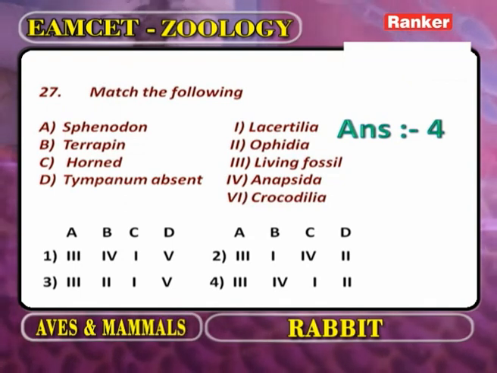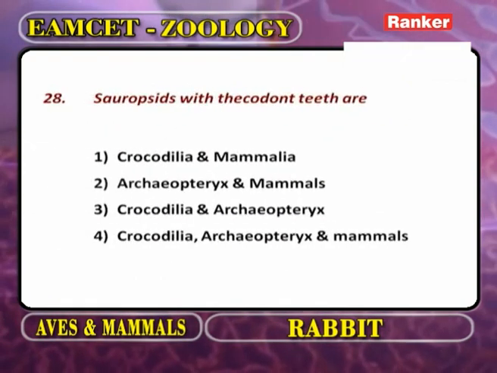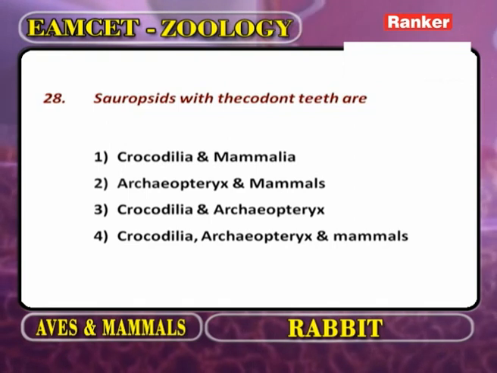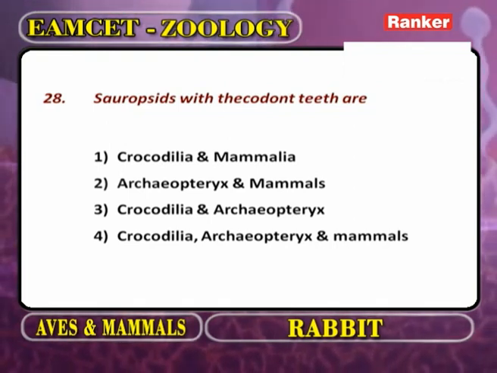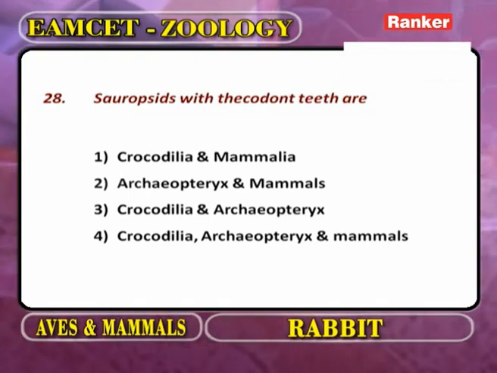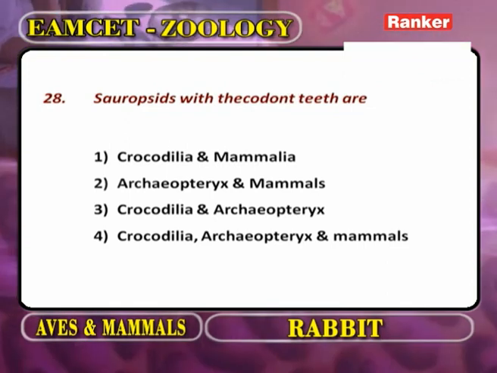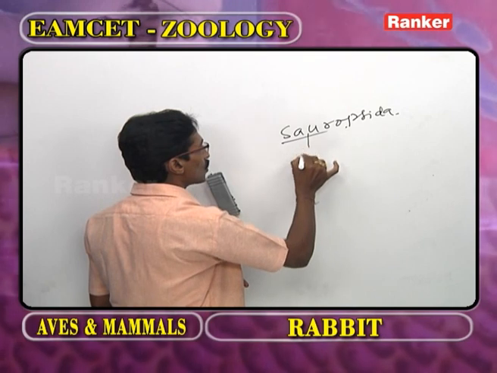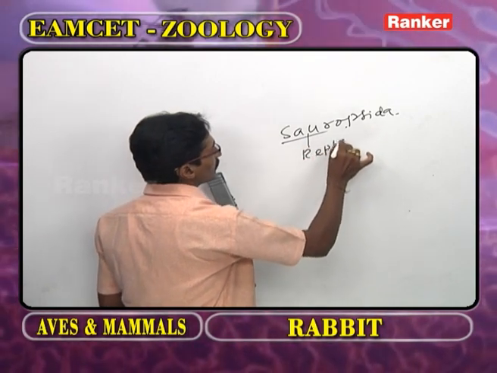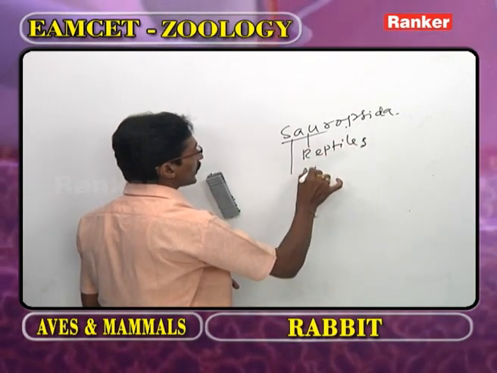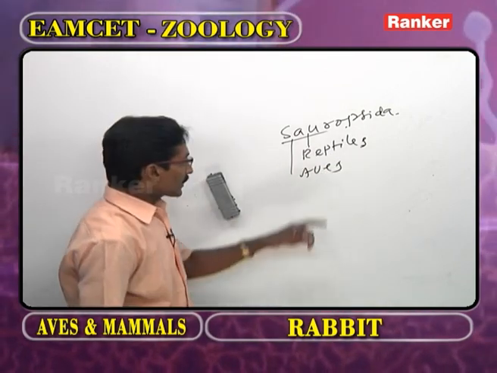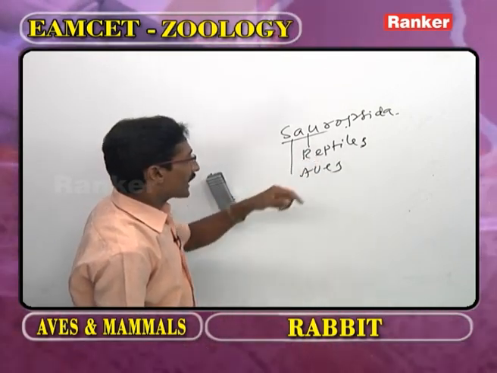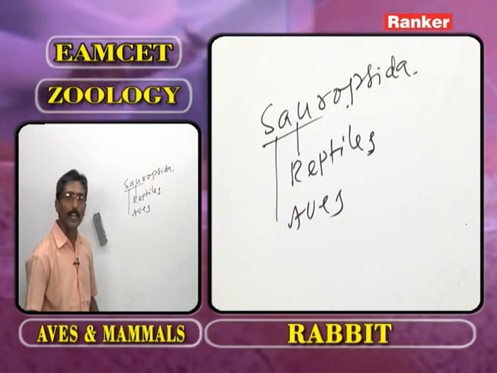Now we go for the next question. Now we discuss Sauropsids. Now what are the Sauropsida? Sauropsida is a group. In this group, what are present? The reptiles and aves. There are so many similarities between reptiles and aves.